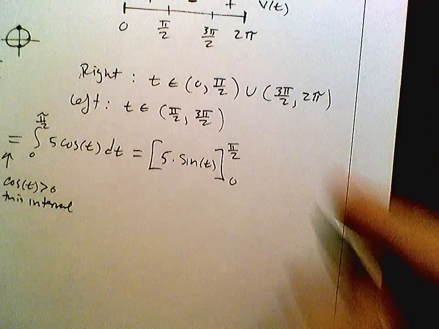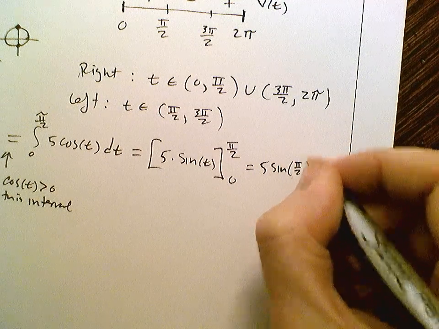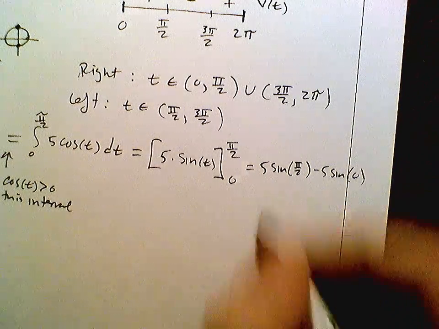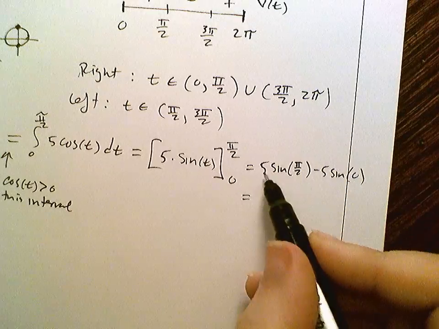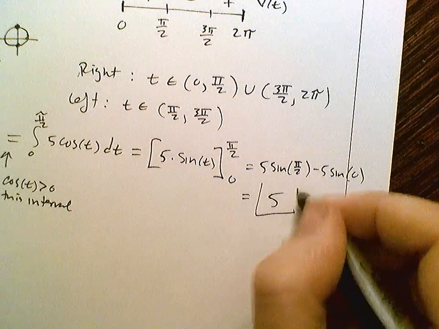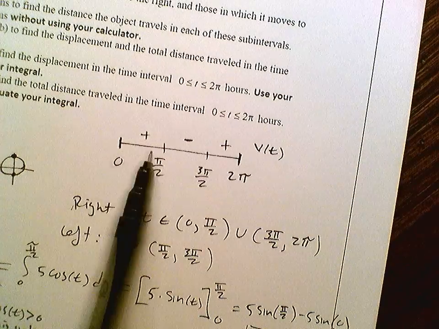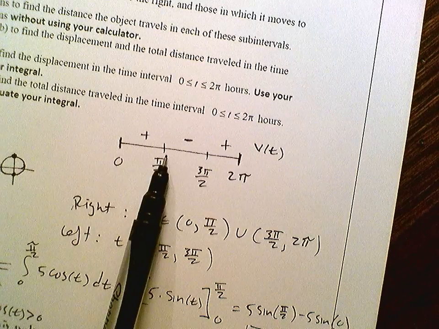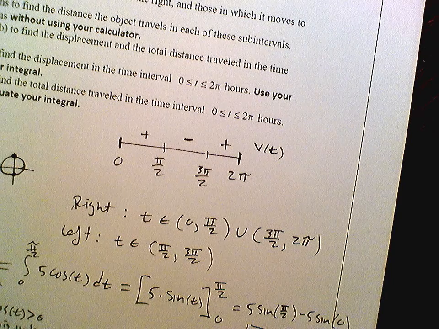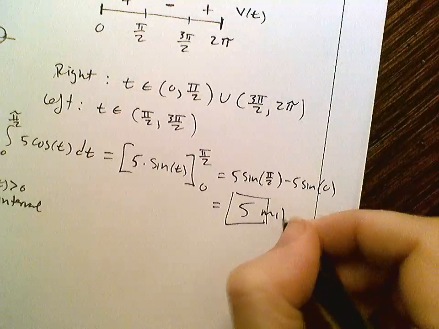And then the antiderivative of cosine is sine. So the way this works is I plug in that upper limit and subtract what I get from plugging in the lower limit. And this is 5 times 1 minus 0. Okay, so that's the distance traveled. On this interval, it was traveling right the whole time, and by the end of the interval, it had traveled 5 miles, because this is miles per hour. So it had traveled 5 miles.